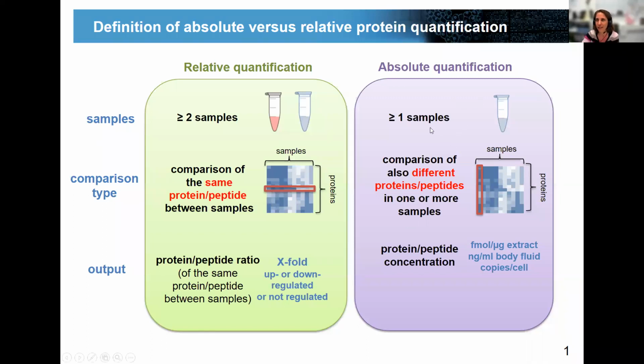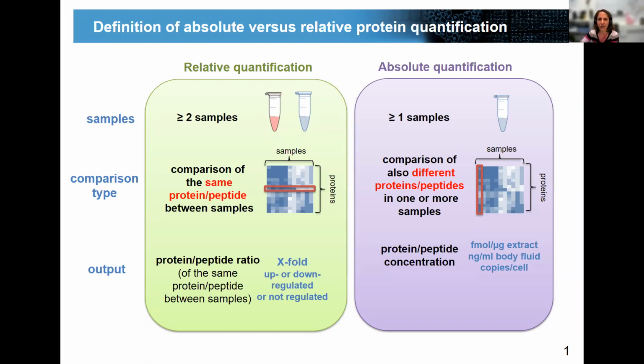Now, absolute quantification you can also perform with just a single sample. You do not need several samples. You can, of course, also do absolute quant on many samples, but also just one sample is sufficient. And the one important thing to understand about absolute quantification is that in absolute quant, you can, of course, also compare the absolute concentration of one protein over various samples, but you can do one more thing. You can also compare the concentration of different proteins within one sample. So you can go column-wise and start comparing proteins to each other.